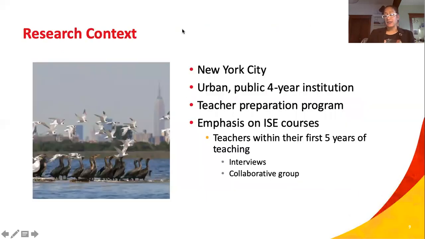So the research context takes place in New York City, Brooklyn, New York, to be specific, in an urban four-year public institution. The teacher preparation program was designed around and focused on courses that integrated informal science education or informal learning experiences. These included classes that actually took place at the Natural History Museum or Botanic Garden or Aquarium. Extended professional development often occurred in the summertime in collaboration with these types of institutions. The picture that's there is one of the national parks in New York City.